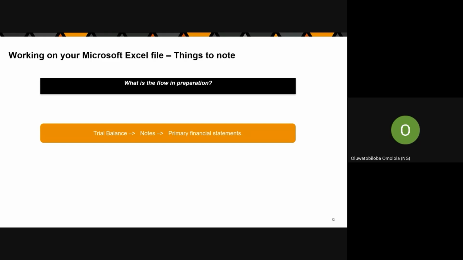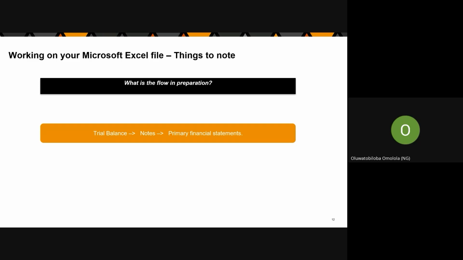So a trial balance is a list of all the balances in the organization. A list of assets, liabilities, income, expenses, a list that shows everything in the organization. That is your trial balance.